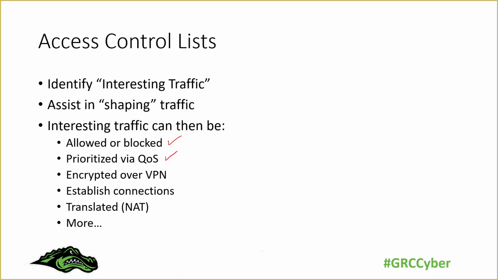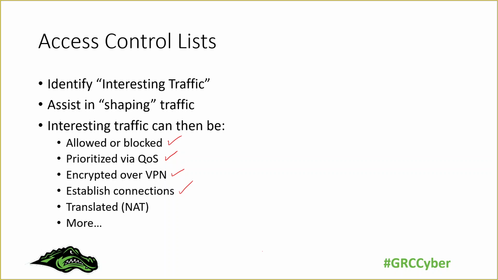I can use my access control list to encrypt traffic over VPN. Perhaps specific traffic needs to go out across the VPN to a remote location. The access control list will identify that traffic and then initiate the VPN connection and encrypt it across the internet.